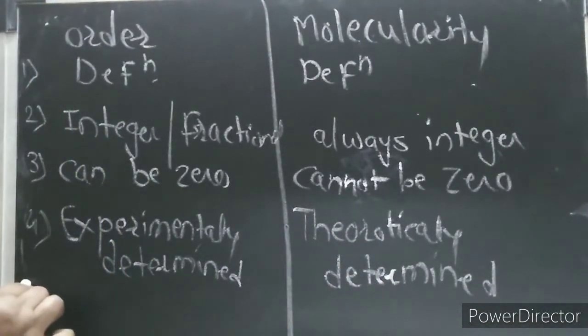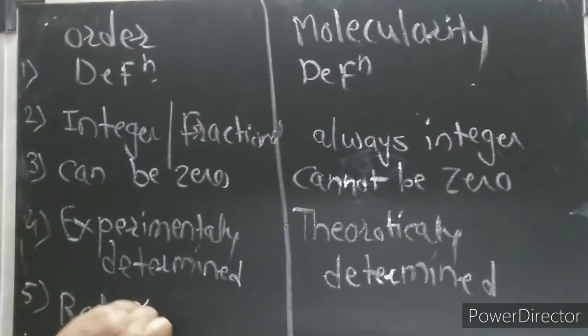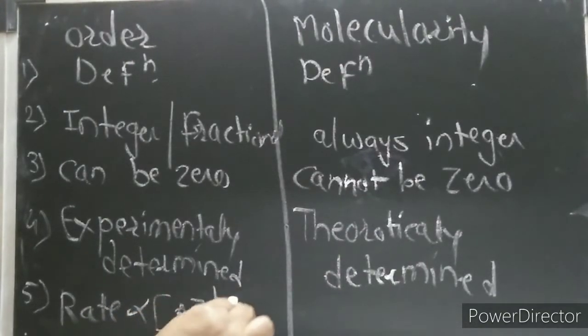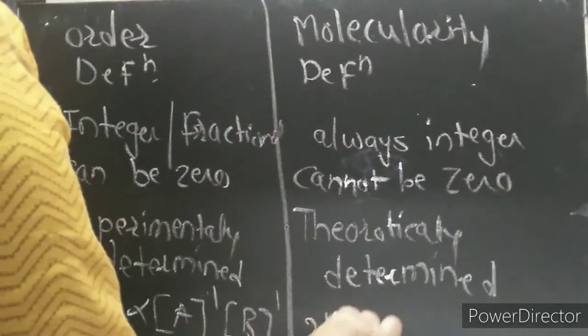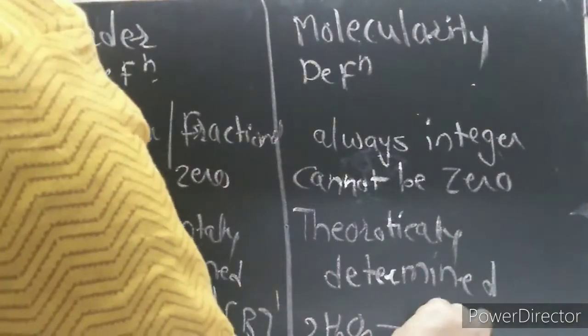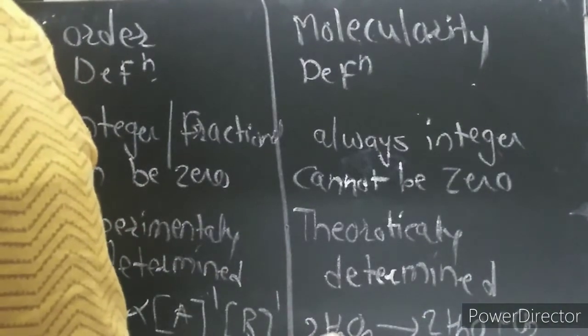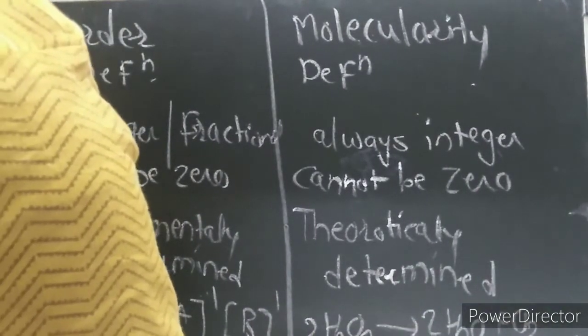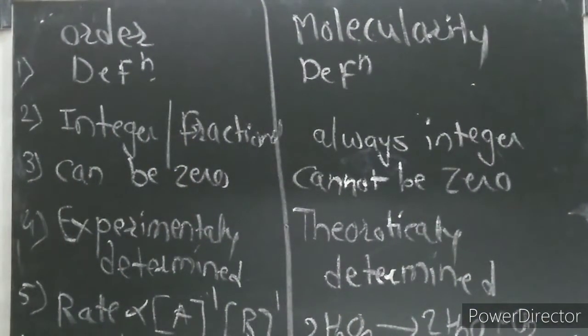If we want to give one more example, suppose rate is proportional to the concentration of reactant A raised to power 1 and B raised to power 1, then order will be 2. Sum of the exponents 1 plus 1, order is 2. Suppose 2H2O2 gives the products 2H2O plus O2. Then molecularity will be 2. So this is the example I have given for order and molecularity.